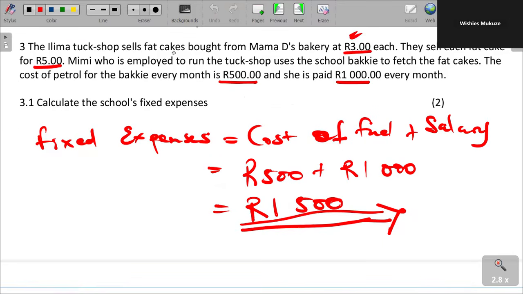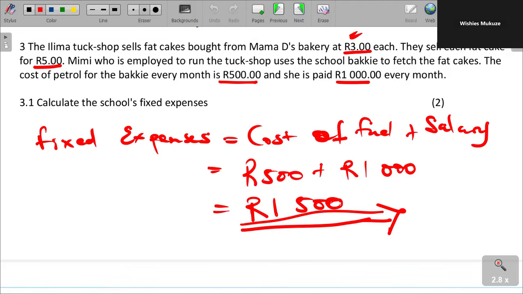We are given that fat cakes are bought from Mama's Bakery, 3 rand each. They sell each fat cake at 5 rand. So the expenses for the school is the cost of these fat cakes, which is 3 rand each, and the number of cakes that they are going to buy we are not given. We don't know how many cakes they are going to buy.